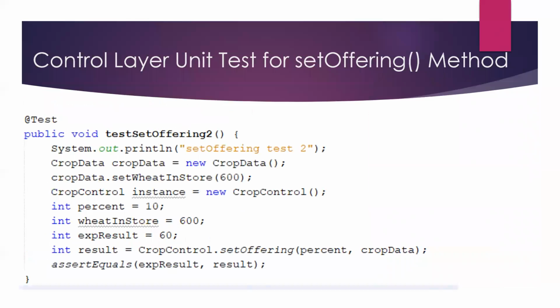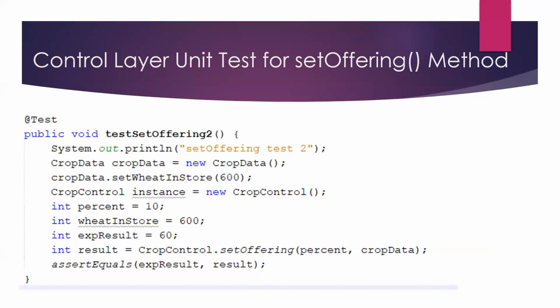The next one here is another unit test for the set offering method. This is one that I helped put together, and it goes through the test that we went through to confirm that it's working correctly. The first line is the system output, which displays set offering test 2. This is so we can differentiate it from other tests that we might be performing.